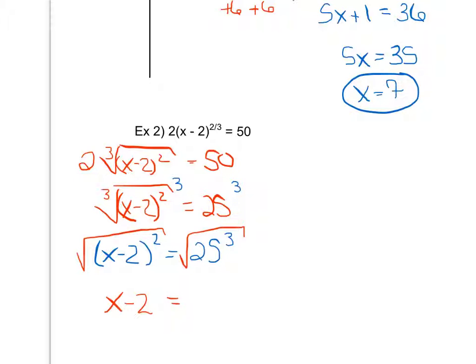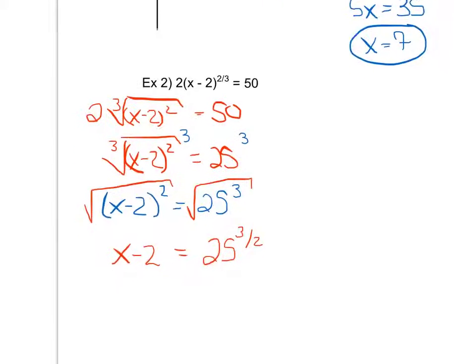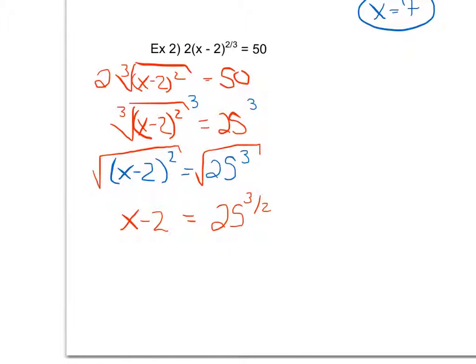So now over here, this is the same thing as 25 to the 3 over 2. So remember when we talked about this earlier, if I want to simplify this, I can take the root first or I can cube it first. I can do either or. So because I know off the top of my head what the square root of 25 is, that is easier than figuring out what 25 cubed is.